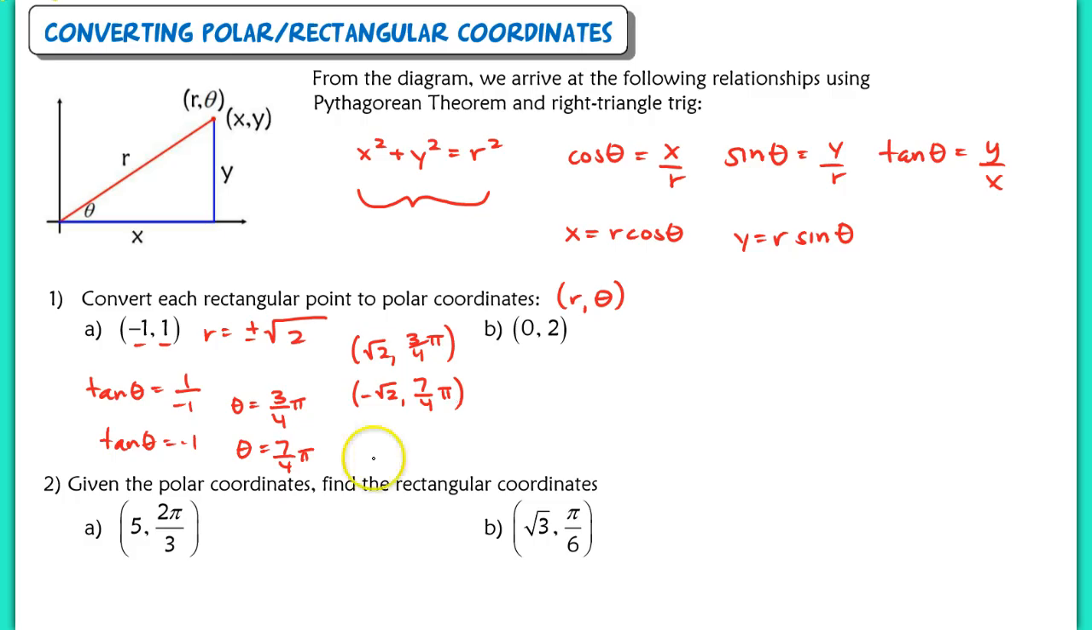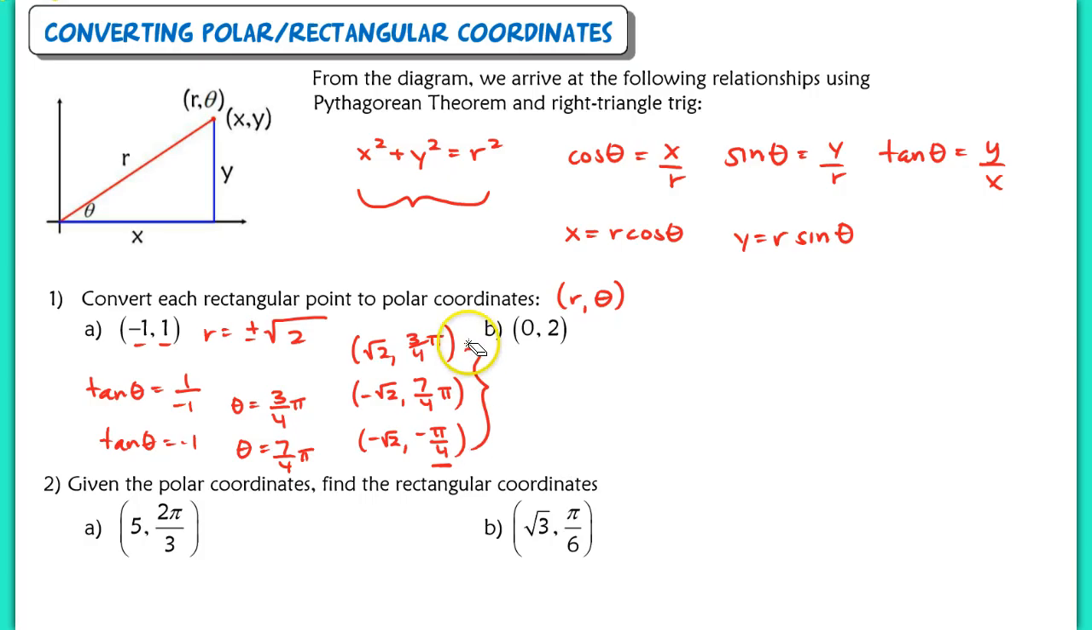I could also list negative root 2, negative pi over 4, and this would probably be what you're most comfortable with if you're using your calculator, because when you do the inverse tangent of negative 1, it's going to give you an angle measure between negative pi over 2 and pi over 2. It won't tell you 7 pi over 4, and it won't tell you 3 pi over 4, it'll give you negative pi over 4. So you might be more comfortable with this one, but there are obviously a lot of different ways that I can represent that same coordinate, and here are just a few.